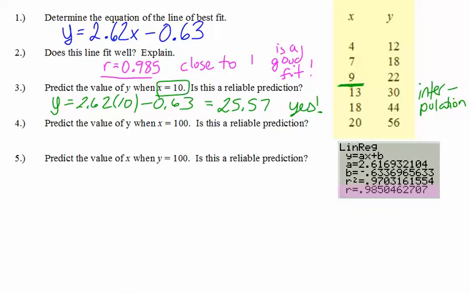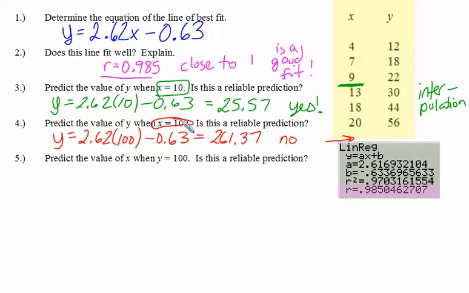Now when we do the other problem here, predict y when x is equal to 100, we plug in 100 for x, and we'll actually calculate that. I'm getting 261.37. Unfortunately, that's not a reliable prediction because it's way outside of the x values in our table. We were using x equals 100. 100 isn't even close to the values we have. When we did that in class, we called it extrapolation.